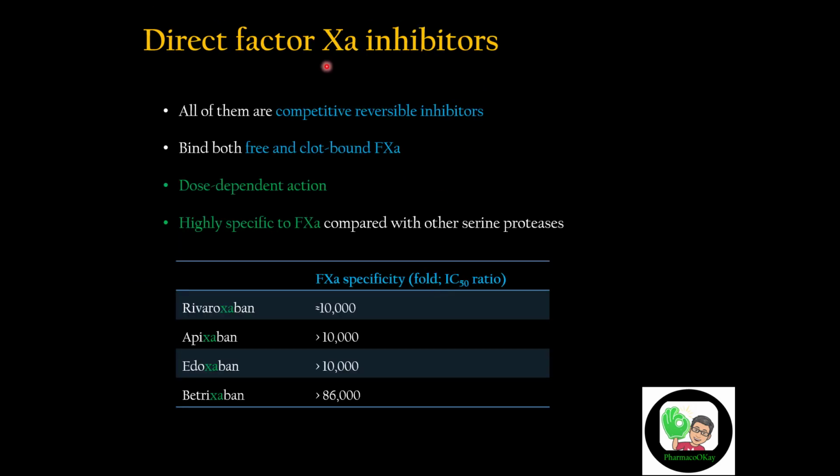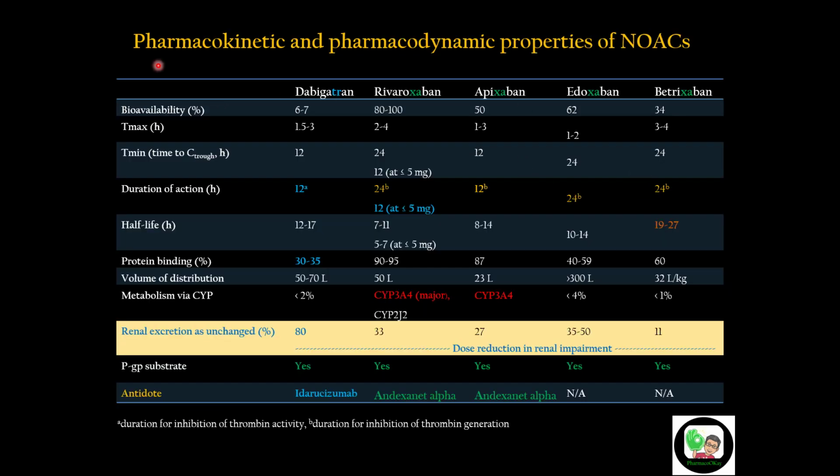Direct factor Xa inhibitors are all competitive, reversible inhibitors and bind to both the free form and the clot-bound form of factor Xa. They act in a dose-dependent manner and are very highly specific to factor Xa. These tables show the specificity of these drugs to factor Xa, including rivaroxaban, apixaban, edoxaban, and betrixaban. The "xaban" suffix here indicates the mechanism of action of these drugs to inhibit factor Xa directly. This table summarizes the pharmacological properties of NOACs or DOACs.